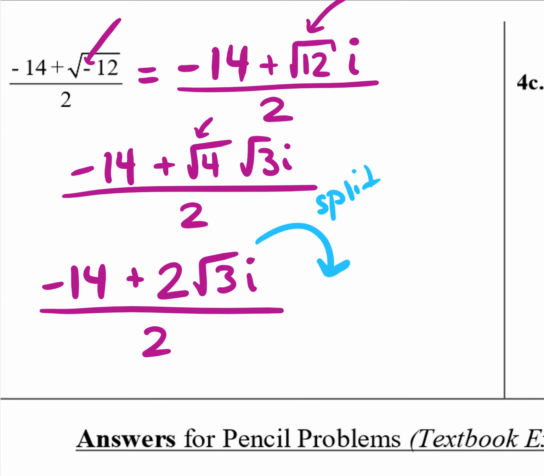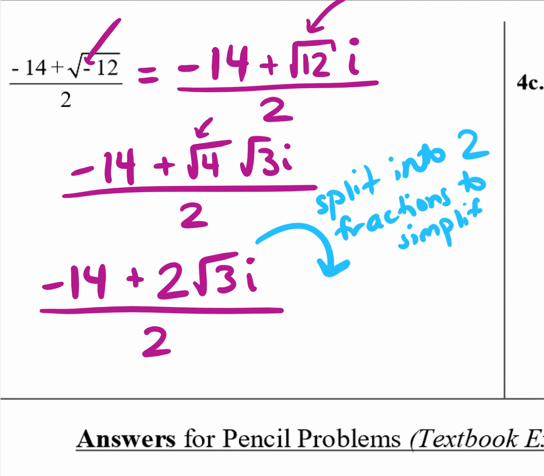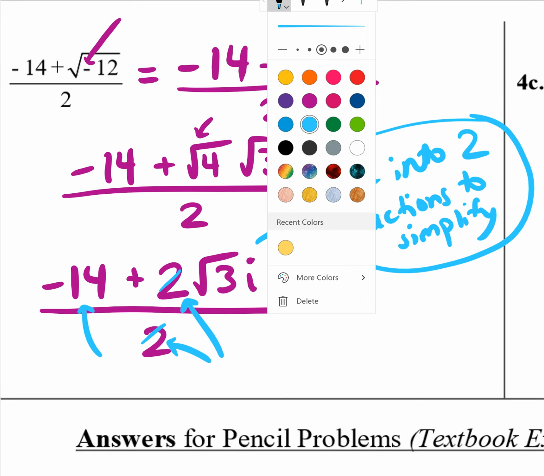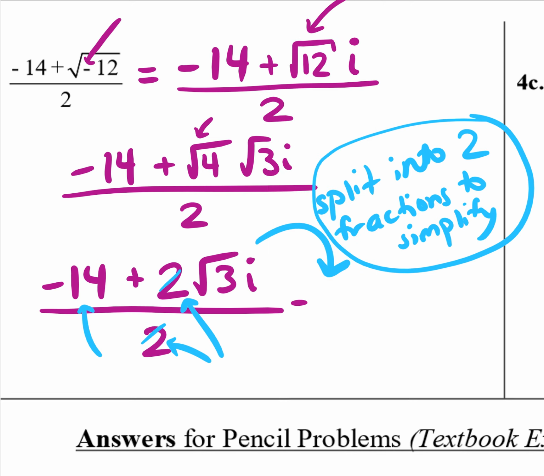Split into 2 fractions to simplify. Because this is a correct answer, and it looks pretty simple, but there's a little bit more we can simplify. If it's been a while since you've seen algebra, you're thinking maybe these 2's cancel. And they kind of will, but you also have to involve this 14. It has to cancel along with everybody. You don't want to leave it out.